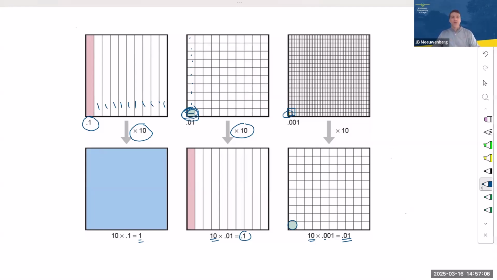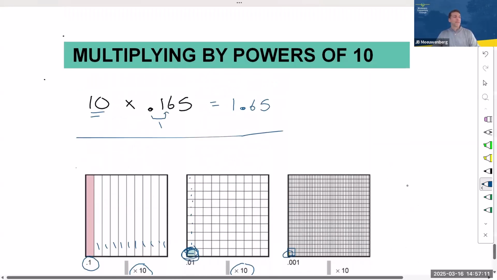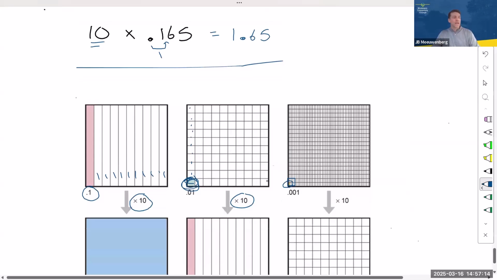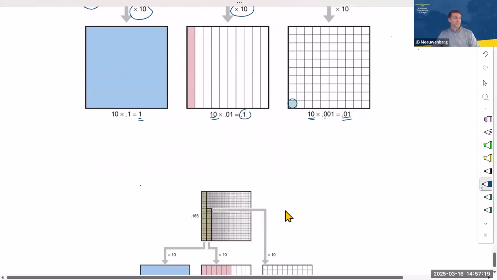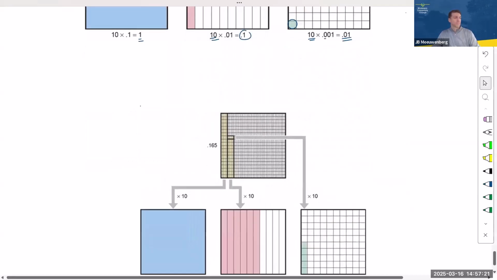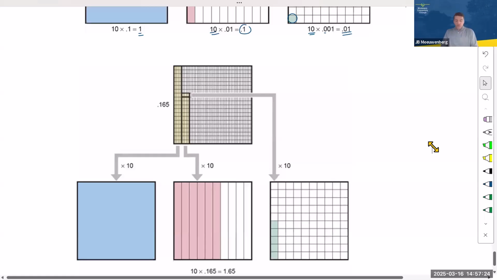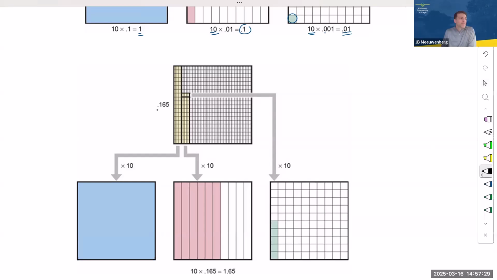The diagram is why. So now I'm going to take this problem that I showed you right here, and I'm going to illustrate it using this concept that we just discussed. So if we look at the starting value of 0.165, 165 thousandths, this is what it would look like. But what we're then going to do is take this and multiply it by 10. And we will do it place value by place value.